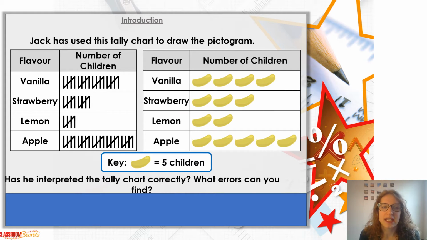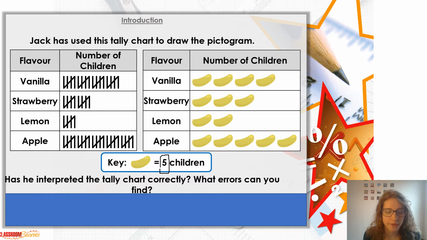Right, got a tally chart on one side like we did on Tuesday, and then the information on that tally chart has been made into a pictogram. So Jack has used his tally chart to draw the pictogram. He's got flavours on one side and the number of children on the other. The key tells us that one banana equals 5 children. So has he interpreted the tally chart correctly?